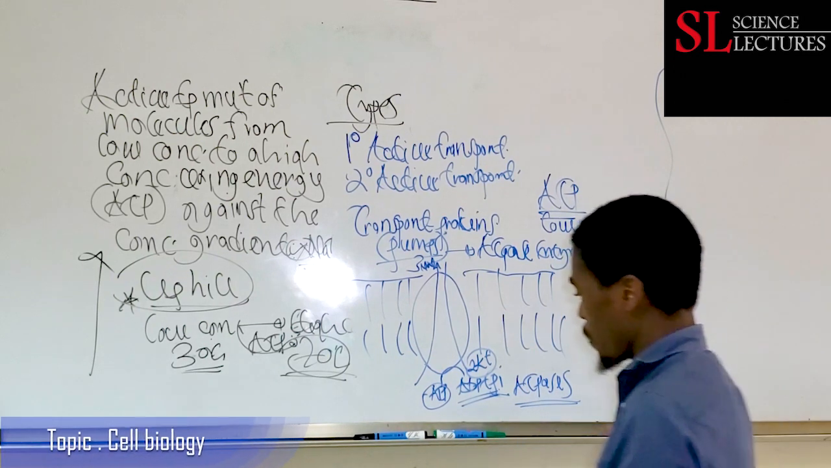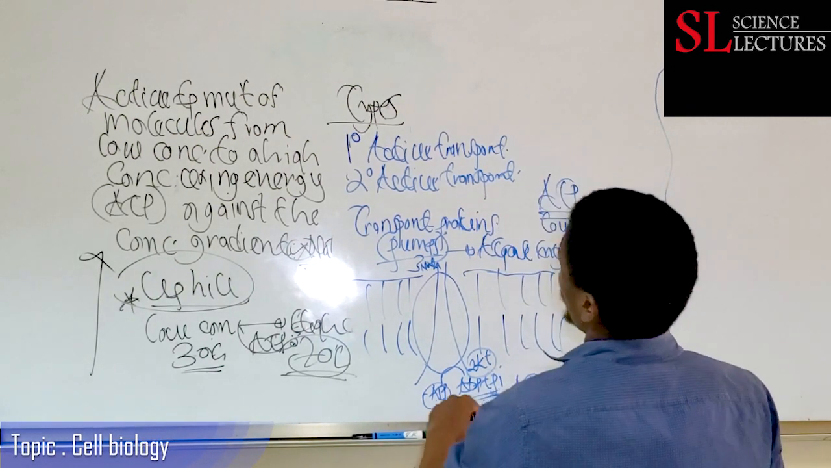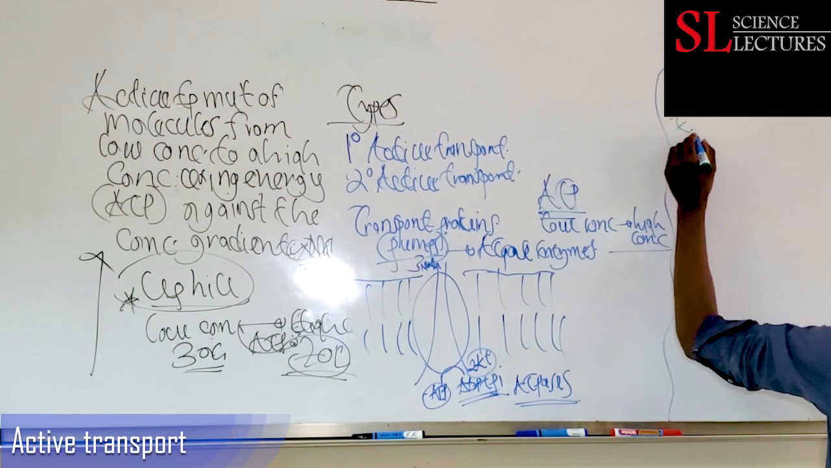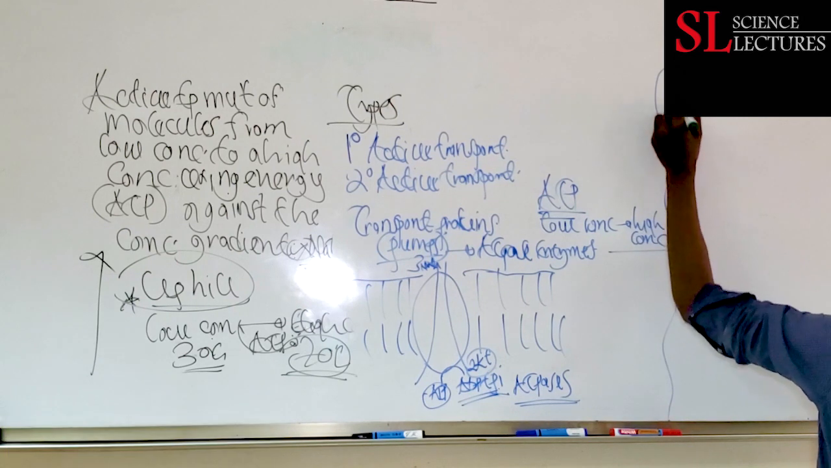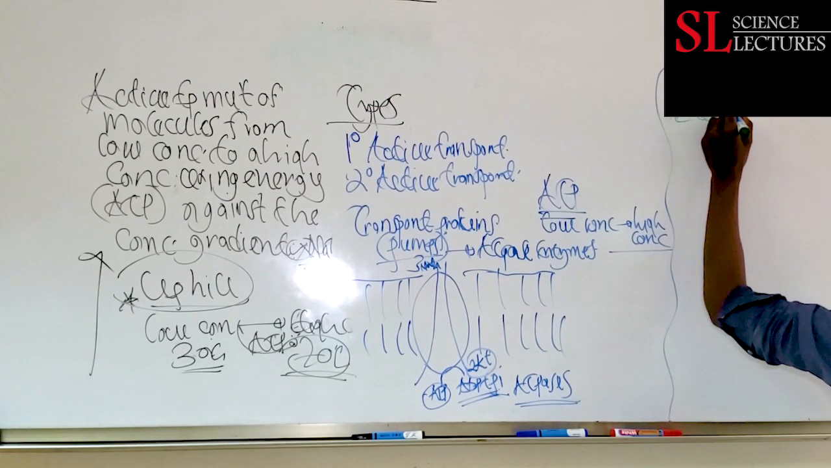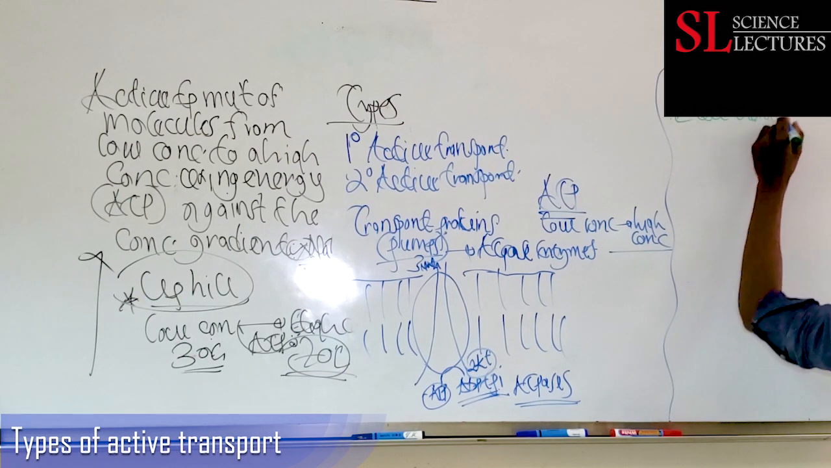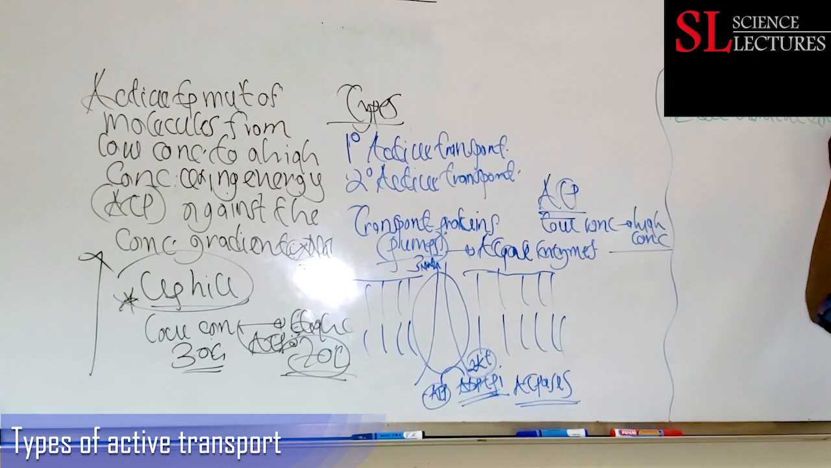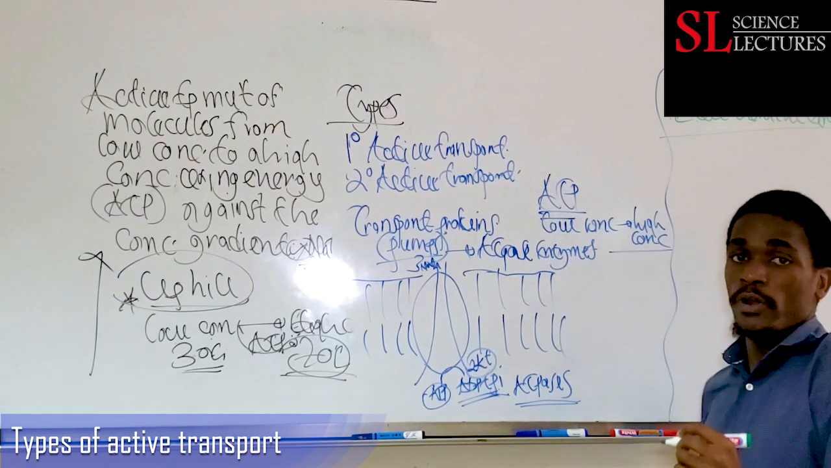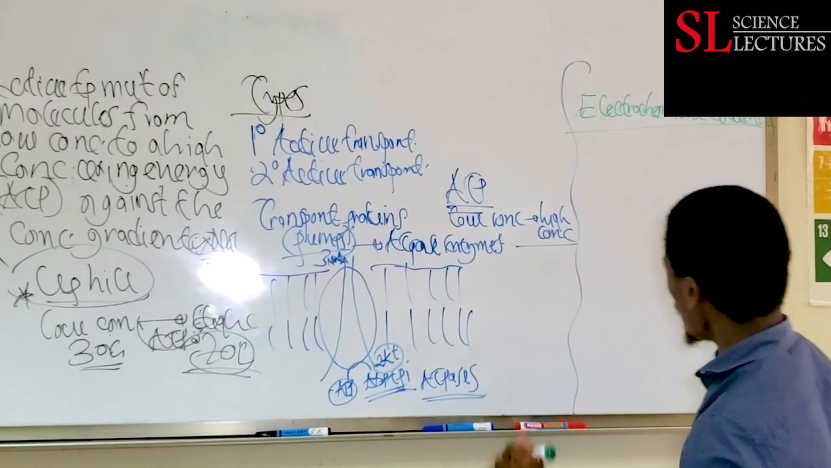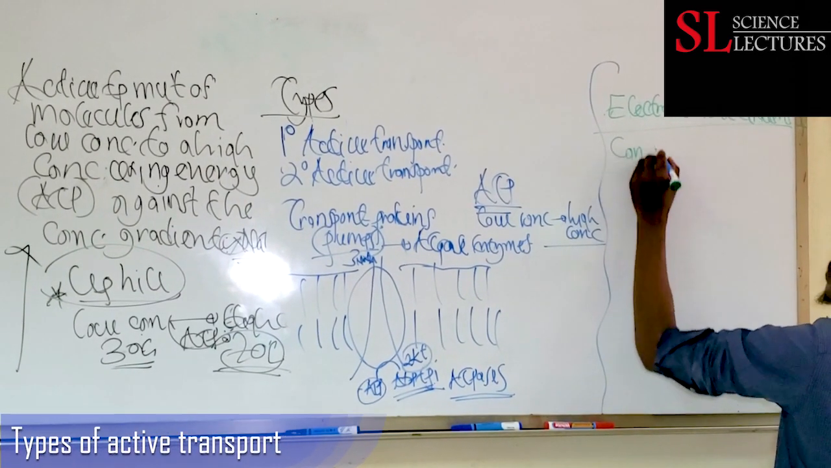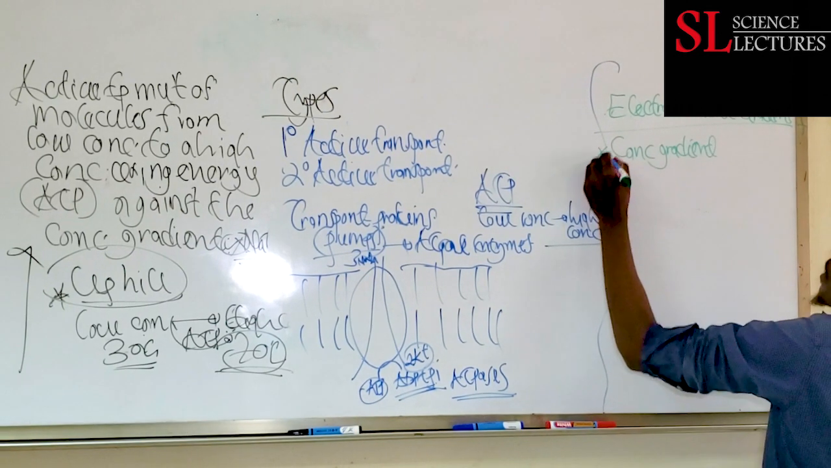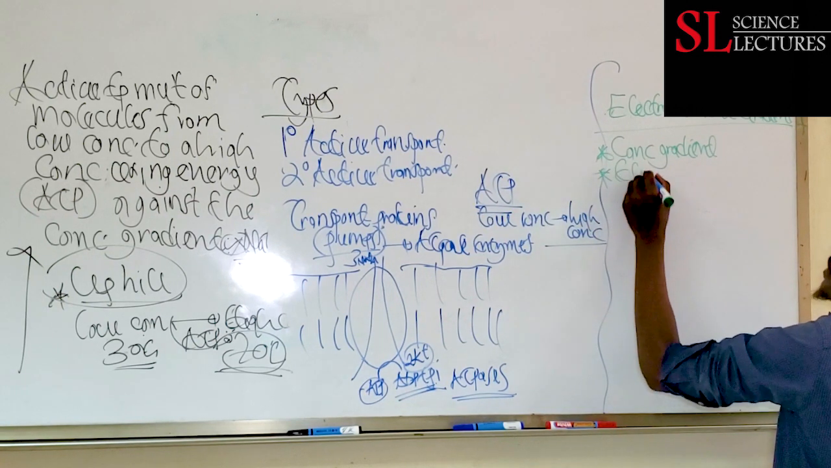Then, before we go further with more details on active transport, there is something here we also need to know, and it is called the electrochemical gradient. So we have what we call the concept of the electrochemical gradient. And this electrochemical gradient is a combination of the concentration gradient and the electrical gradient.